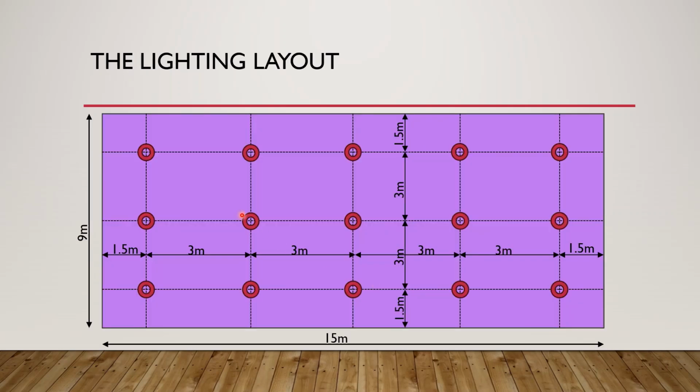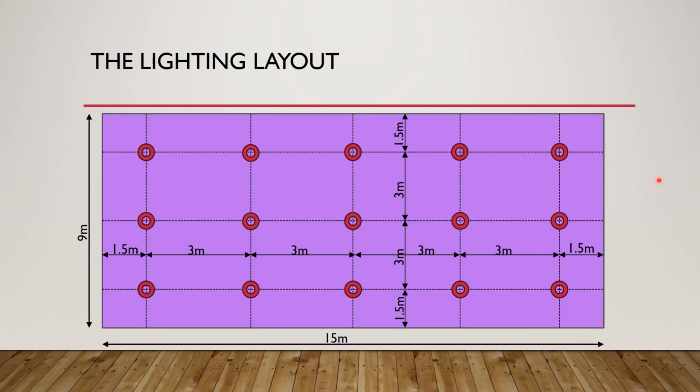I have the total length as 15 meters and the width as 9 meters, and I'm going to space them 3 meters apart. So between this bulb and this bulb, 3 meters, 3 meters, 3 meters, 3 meters. You will see that the remaining 3 meters will be divided into 2, which is 1.5 on this side and 1.5 on this side. The same way between this and this, 3 meters, and the remaining will be 1.5 here, 1.5 here. So by spacing it by 3 meters, you are going to have 15 lamps in all.